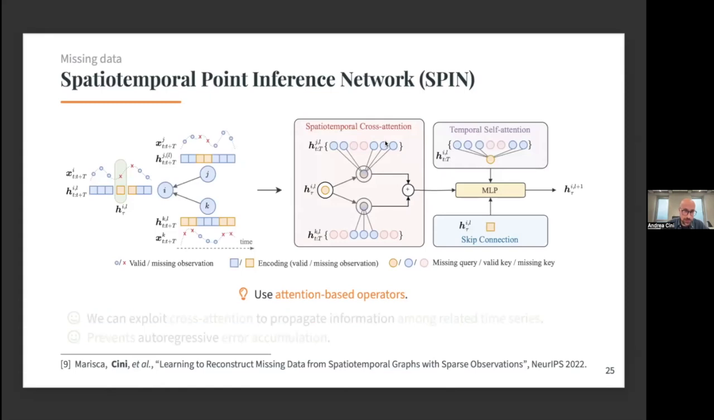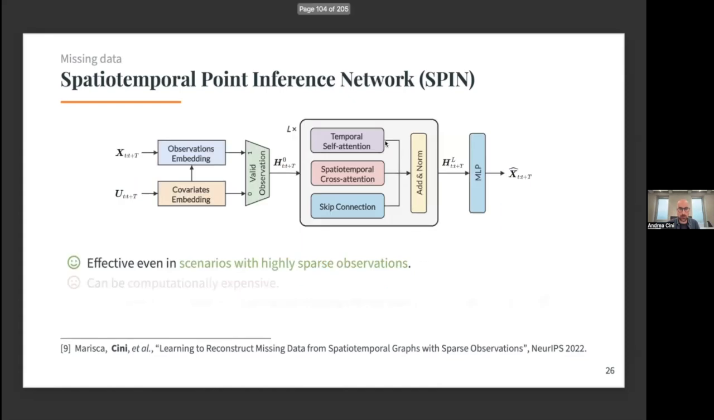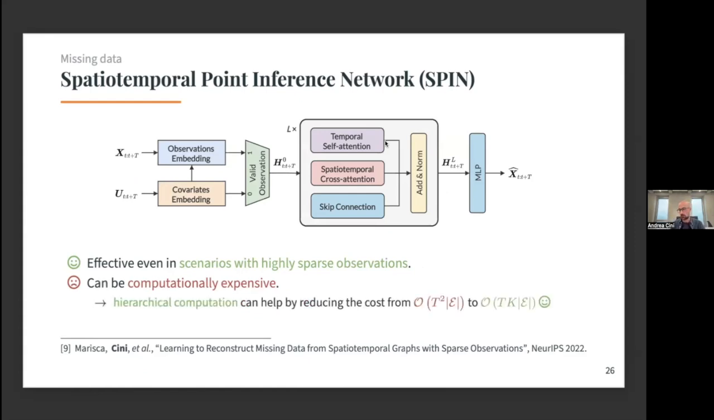And the alternative that we considered is this operator that we introduced that we call spatiotemporal cross-attention, where the idea is that you are computing attention scores between neighboring time series. And intuitively, attention prevents this error accumulation that can happen in autoregressive models. And you can, of course, build architectures by stacking many of these layers, with the downside of this being computationally expensive. As you know, attention has quadratic complexity. But we showed that you can reduce this computational complexity by introducing some hubs and computing attention with respect to these hubs rather than with respect to each single time step.